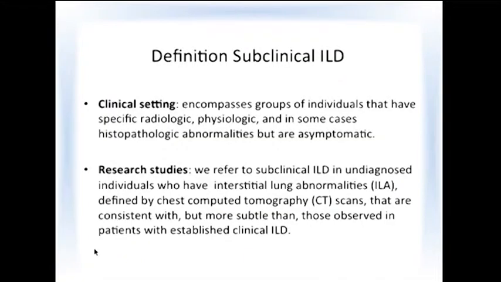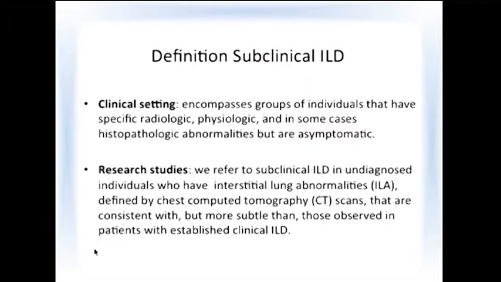So this is the problem that we're dealing with, and I'll try to give you some definitions, but really the definition is something that's growing with time and as we become more experienced. So in the clinical setting, I think subclinical interstitial lung disease encompasses groups of individuals that have specific radiographic, physiologic, and in some cases histopathologic abnormalities, but these individuals are actually asymptomatic.